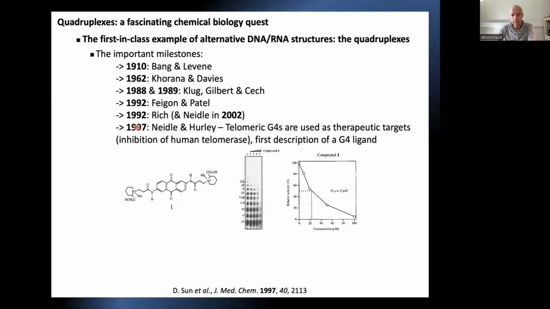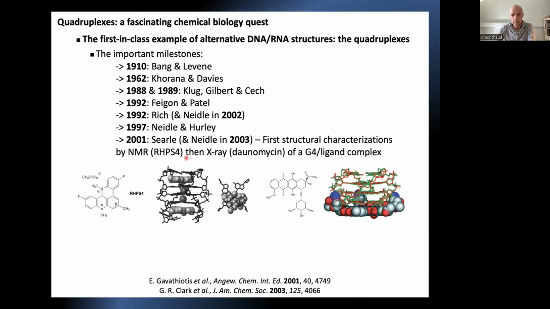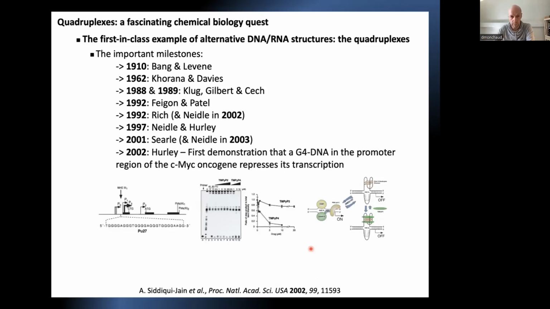But it was 1997. This molecule, this acridone, is considered as the very first example of the G4 ligands. In 2001, there was an NMR structure of a ligand interacting with the G4. It was followed a couple of years after by the first crystal structures of a molecule interacting with the G-quadruplex, and it confirmed the fact that the molecules that are usually flat and aromatic molecules literally sat atop the accessible G-quartet of a quadruplex.